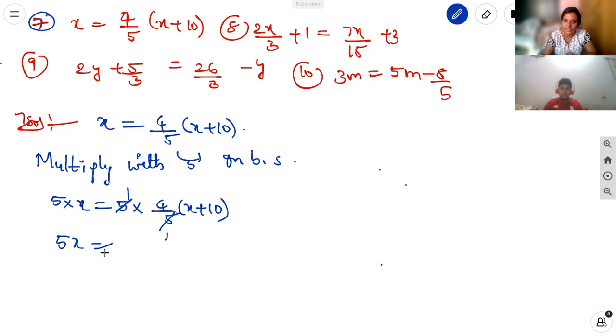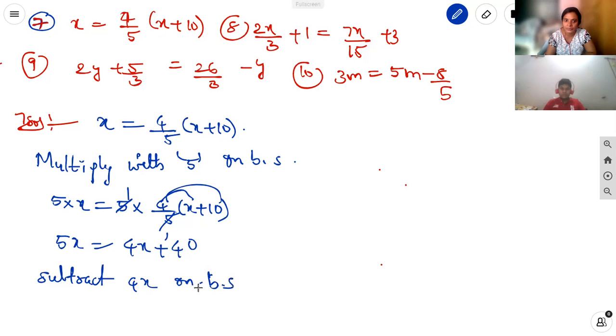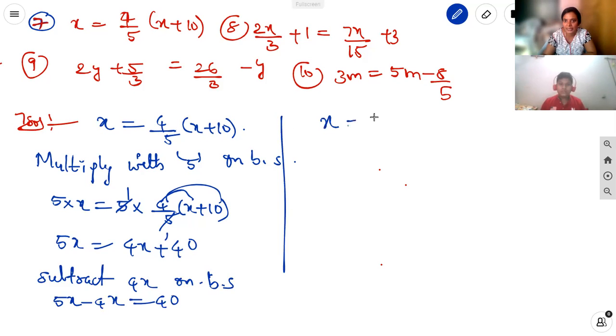So again, using the distributive law, 4 into x is 4x, plus 4 into 10 is 40. The right-hand side x term is eliminated by adding or subtracting. It has the positive sign, so we subtract 4x on both sides. So 5x - 4x = 40. 5x - 4x is x, so x = 40. Again verify.